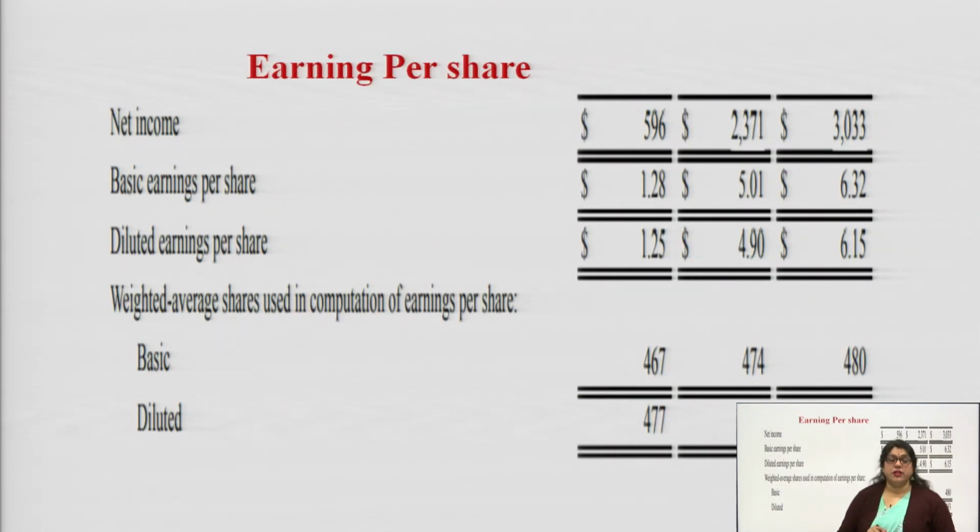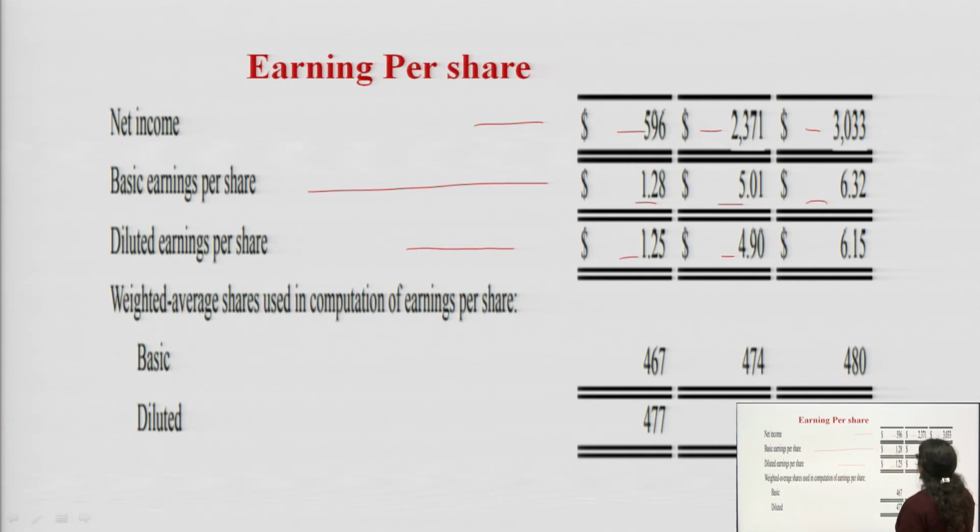Now, we will calculate the earning per share. Earning per share means what is the earning of the company for every single share. So, the net income was this, which we have just calculated, and the basic earning per share was mentioned here, and diluted was 1.25, 4.9 and 6.15. This is your weighted average shares used for computation of earning per share. The basic was this and the diluted was this. This is how they show the income statement and their earning per share, the breakup of the income statement: what their earning per share is, what their total expenses are and what their total income is.